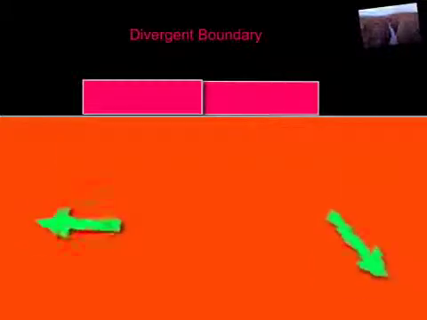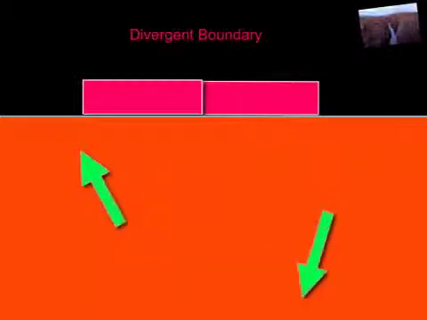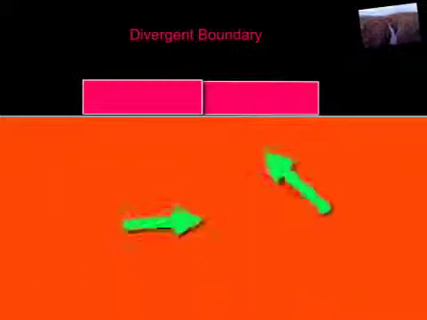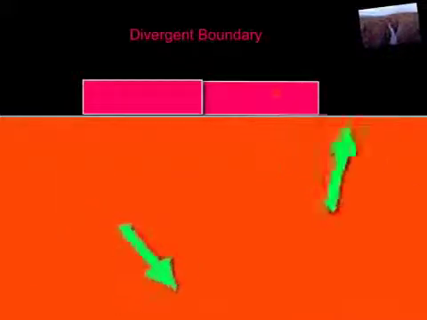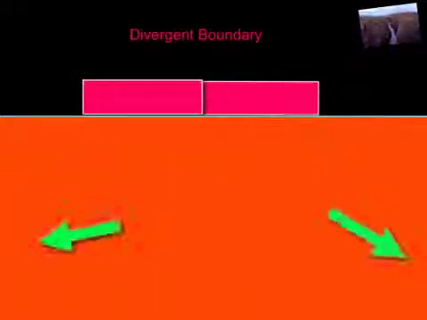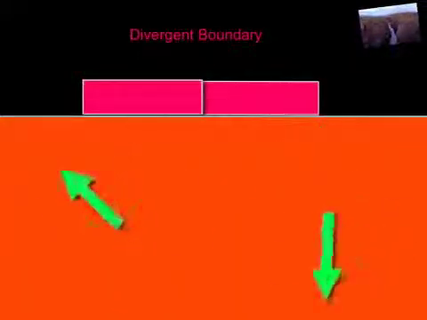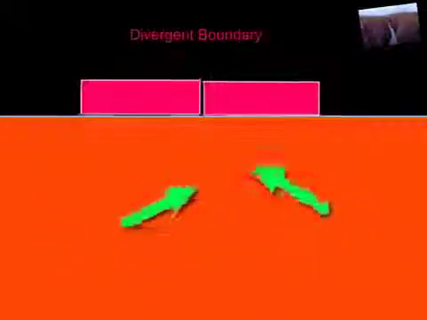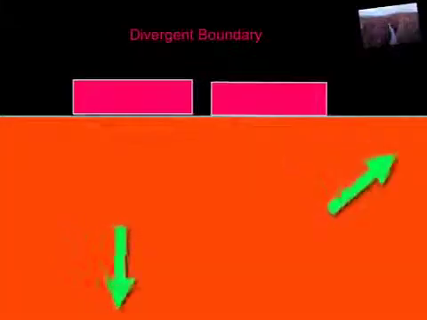Divergent boundaries. The orange here represents the Earth's mantle. The arrows here represent the convection currents. The pink here represents the Earth's plate tectonics. Because the convection currents are going opposite of each other, the tectonic plates will eventually break apart and move in different directions, like this. A famous divergent boundary is the Mid-Atlantic Ridge.